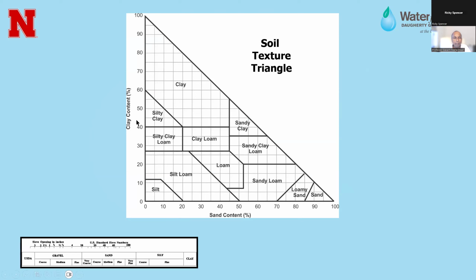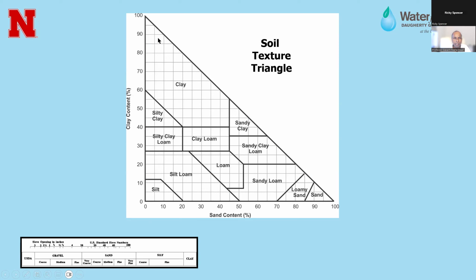And how much clay is there in percentage, sand and silt? Then if we know this percentage, then we can use this triangle, the soil texture triangle, to determine the texture of the soil. So for example, if we have 50% clay content and 30% sand and the rest is silt, then that is called clay soil.